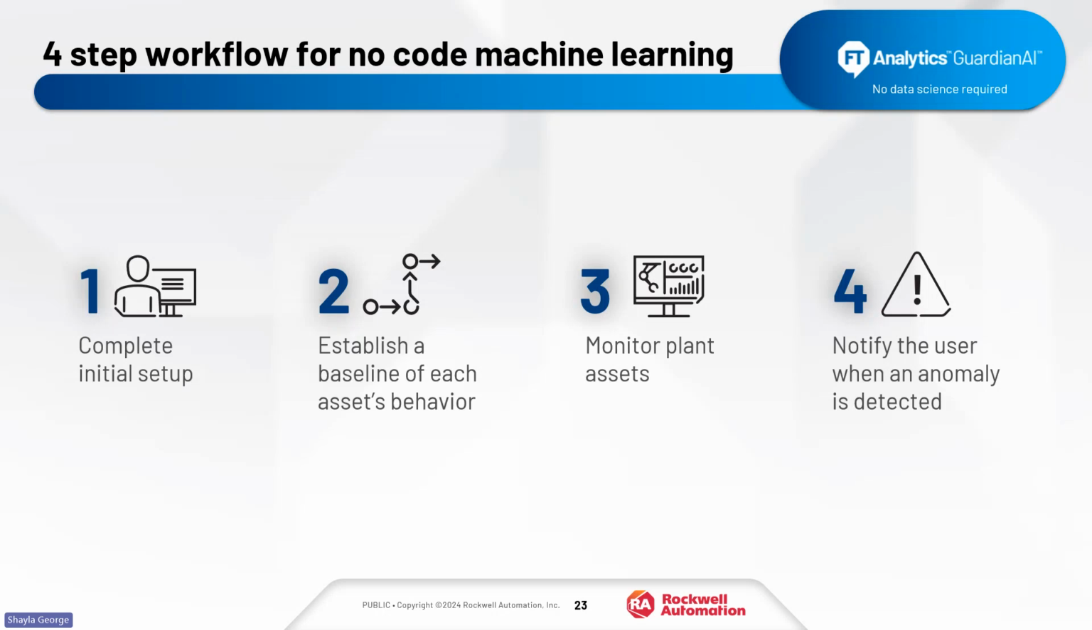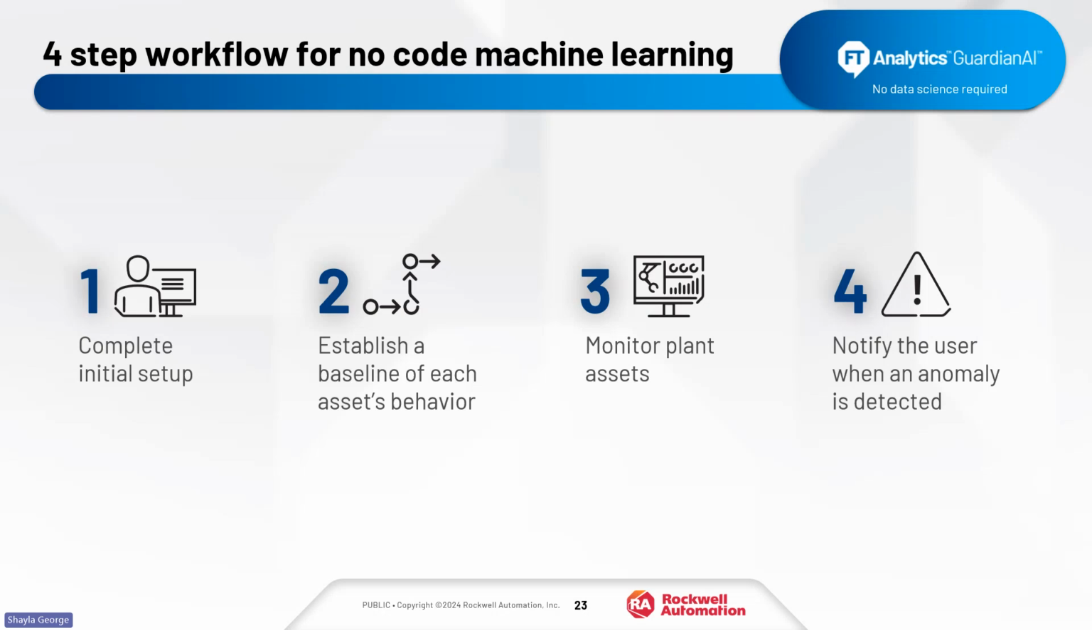So as I mentioned, Guardian AI doesn't require any type of data science. It's four quick, easy steps and very no code. It does all the machine learning in the background. So the first step is your initial setup step. This is where you would deploy the application on the edge device or the virtual image. You would connect the drive, using the IP address of the drive. And then you would specify what type of asset the Guardian AI will be monitoring.